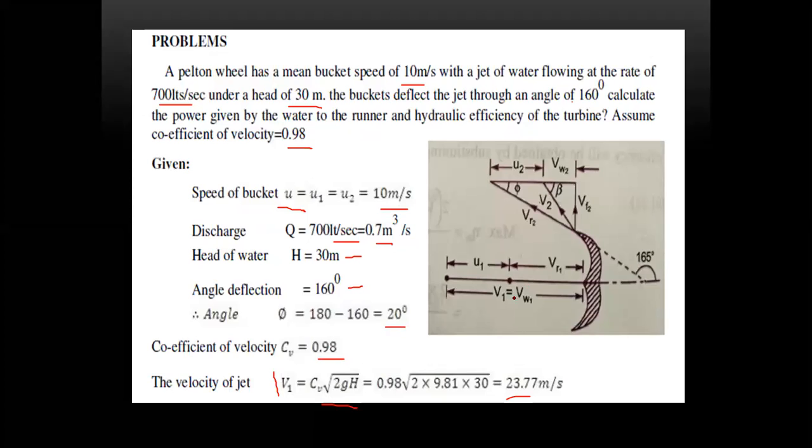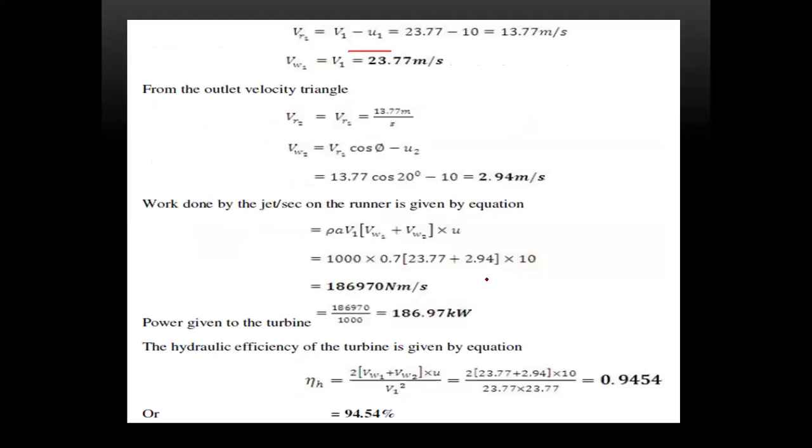VR1 is equal to V1 minus U1. Right? VR1 is equal to VW1 minus U1. So if you draw the figure for this centrifuge unit, for every problem you have to draw the figure at minimum, then only you will get the formulas. Or if you have an idea, you can directly do the calculations without the figure also.